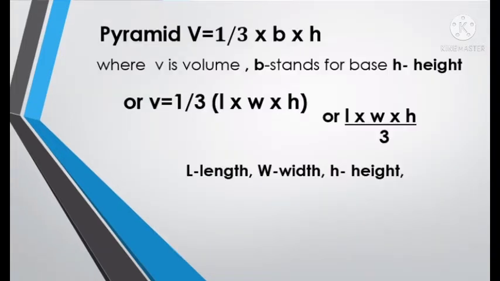The formula in finding the volume of the pyramid is 1/3 times base times height, or 1/3 times length times width times height, or we can say length times width times height divided by 3. L stands for length, W stands for width, and H stands for height.